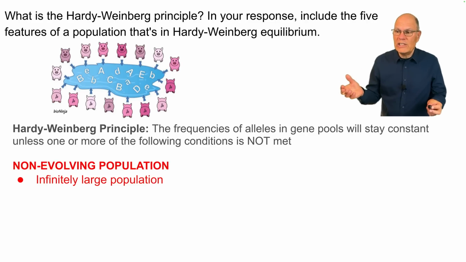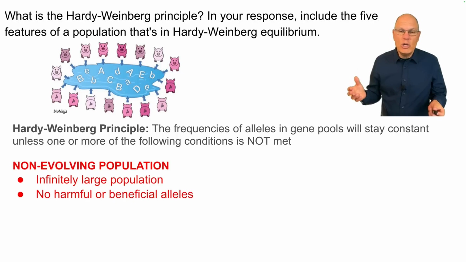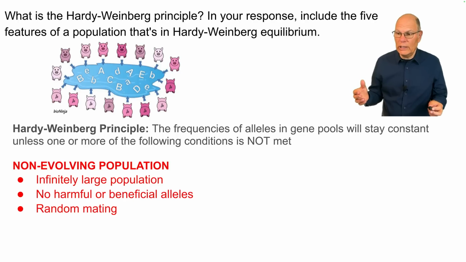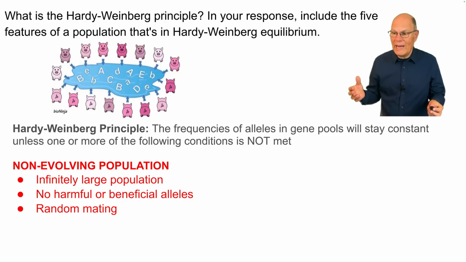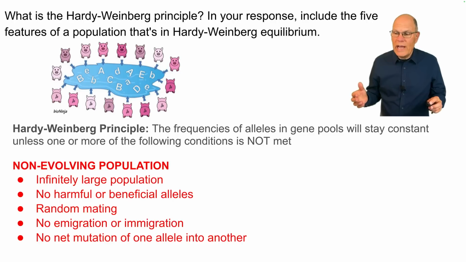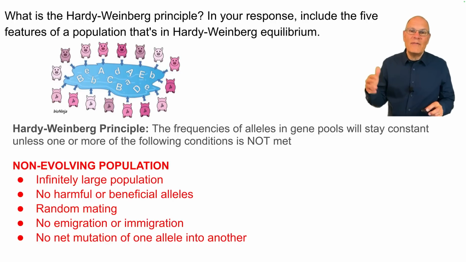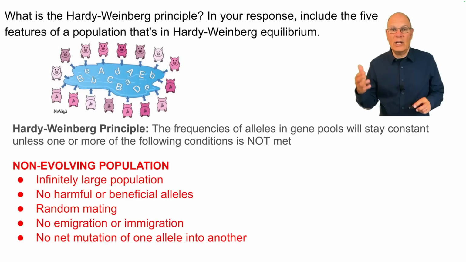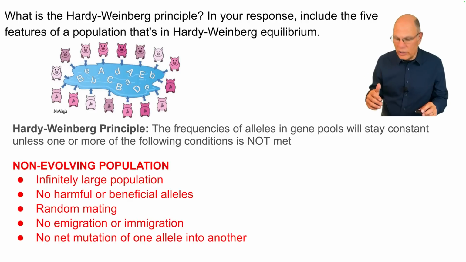The first is that the population is infinitely large. There are no harmful or beneficial alleles. There's random mating, there's no emigration or immigration, and there's no net mutation of one allele to another. If any of these 5 conditions is violated, then allele frequencies can change. And these are the factors that can cause evolution.